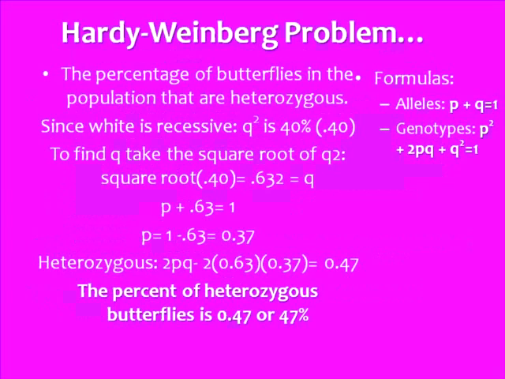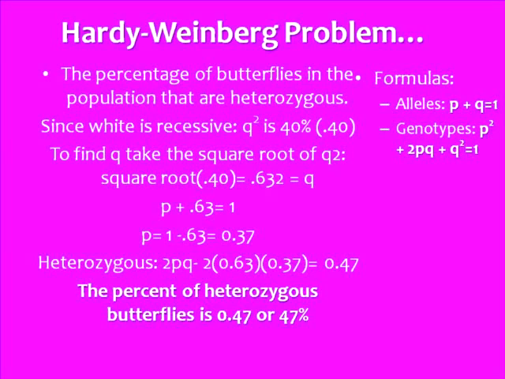Knowing the information from the previous problem, we're going to find the percentage of the butterflies that are heterozygous. Since white is recessive, that is represented using the Hardy-Weinberg formula as Q squared. So Q squared is 0.40. So we need to find Q. We take the square root of 0.40, which is 0.63. So now that we know that Q is 0.63, we have to find P. And since we have one variable from the alleles formula, we will use the allele formula. So to find P, we subtract: 1 minus 0.63, which gives us 0.37.